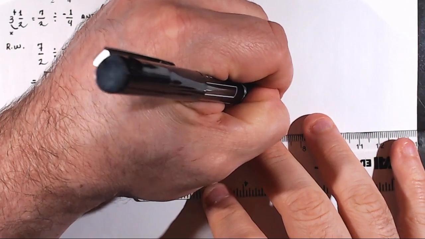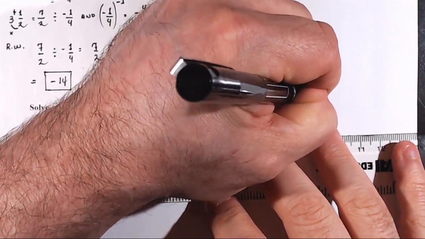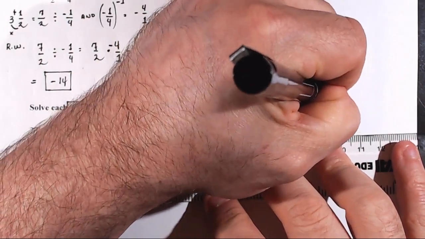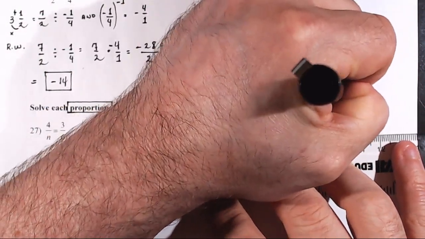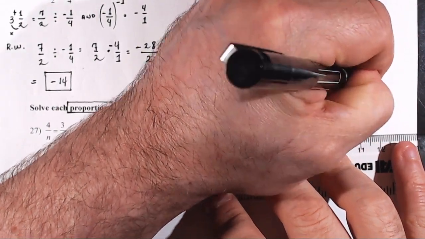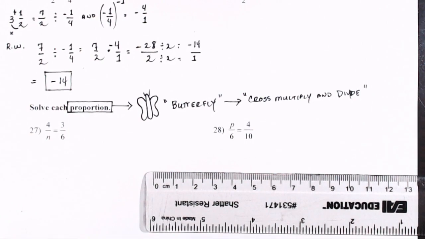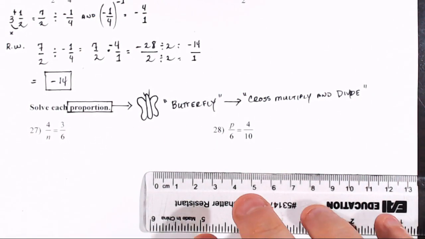cross multiply and divide. Cross multiply and divide. So that's how I learned how to do it. Some people learn butterfly. And what does butterfly look like?